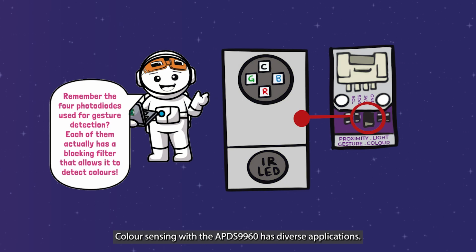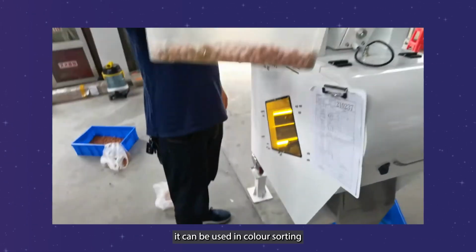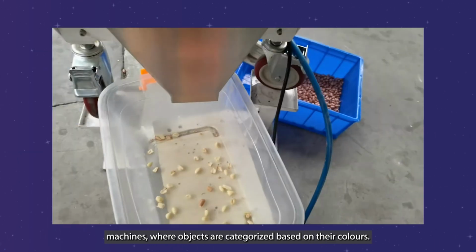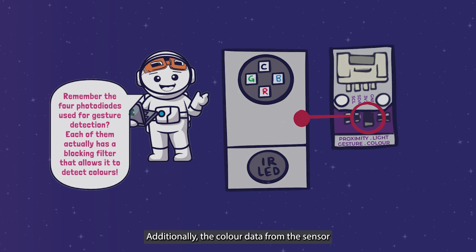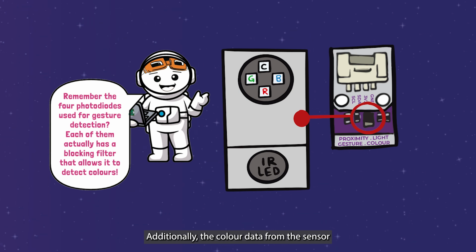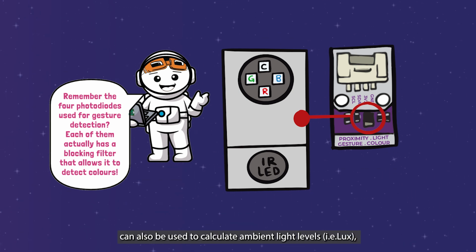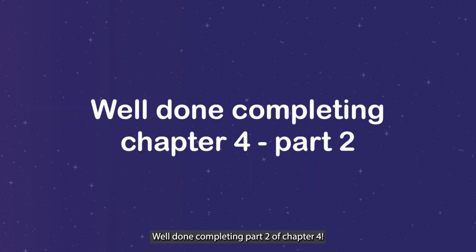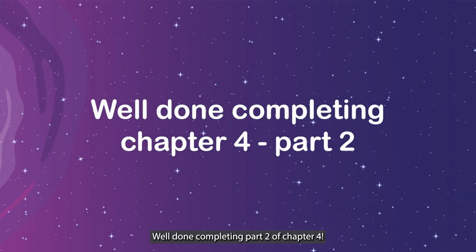Color sensing with the APDS has diverse applications. For example, it can be used in color sorting machines, where objects are categorized based on their colors. Additionally, the color data from the sensor can also be used to calculate ambient light levels, which will be covered in a later chapter. Well done completing part 2 of chapter 4.